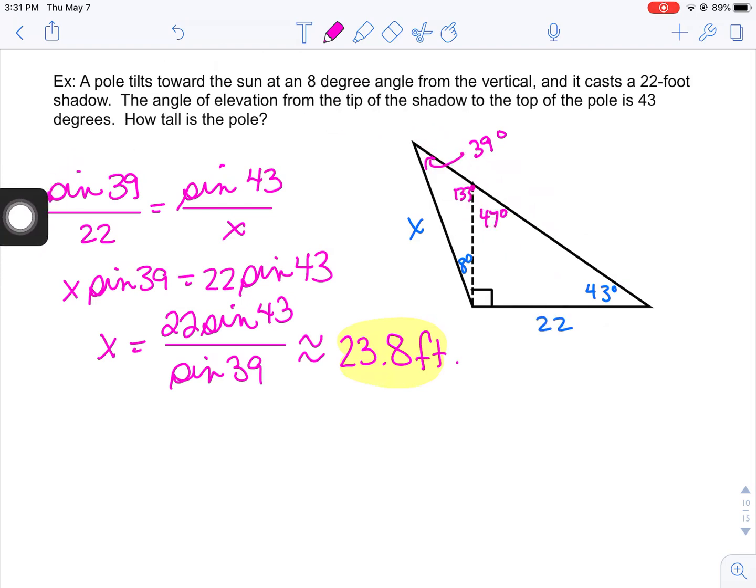So sine of 39 over 22 has to equal sine of 43 here over its opposite side, x. So I cross-multiplied. I divided both sides by sine of 39, and I found out by plugging in my calculator that my pole is approximately 23.8 feet.